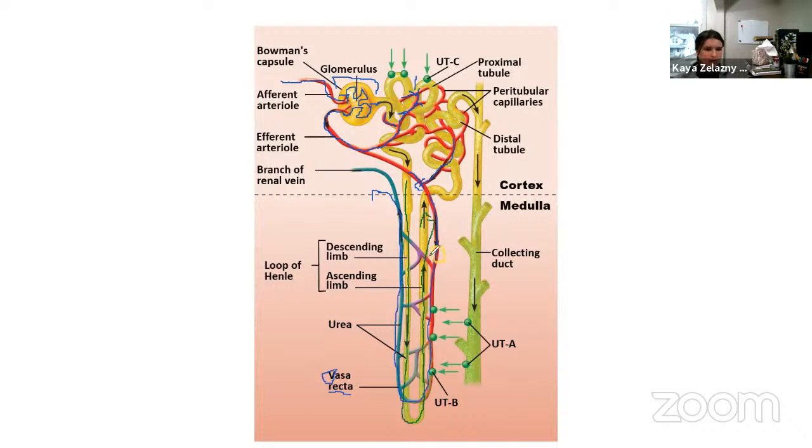So when we refer to the descending limb of the vasa recta, we're referring to this part. So the descending limb of the vasa recta is next to the ascending limb of the loop of Henle. Right. And the ascending limb of the vasa recta is next to the descending limb of the loop of Henle. Yellow's not very visible, but just want you to note that opposite direction. So that's what's going on here before we talk a little bit about what's happening in those physiologically.